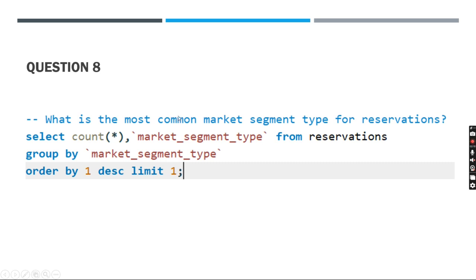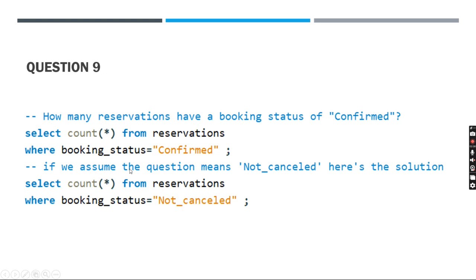As for question 8, the most common market segment type for our reservations. Just have to count and group by the market segment type. And once again, we order by the count and limit 1 in order to get the most count per market segment type.